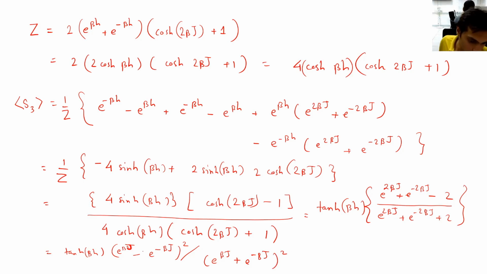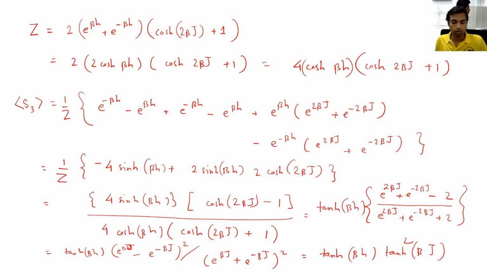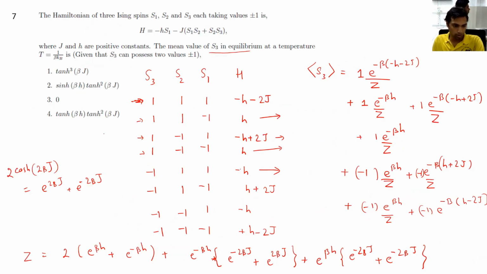So now you see this can be written as sine hyperbolic, and this is cos hyperbolic. So it is tan hyperbolic beta h into tan hyperbolic square beta j. So this is your average value of S3. So your correct answer is option 4.